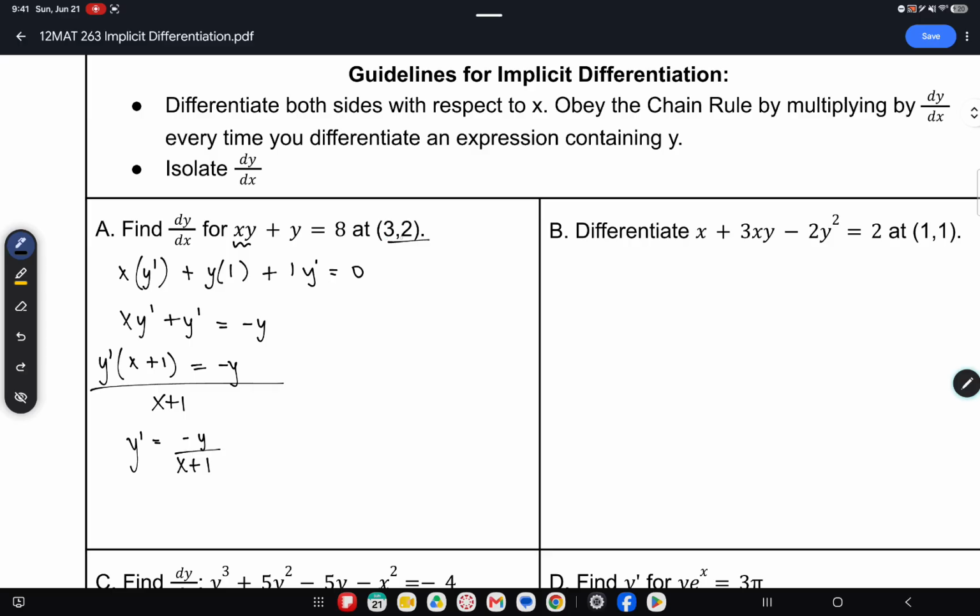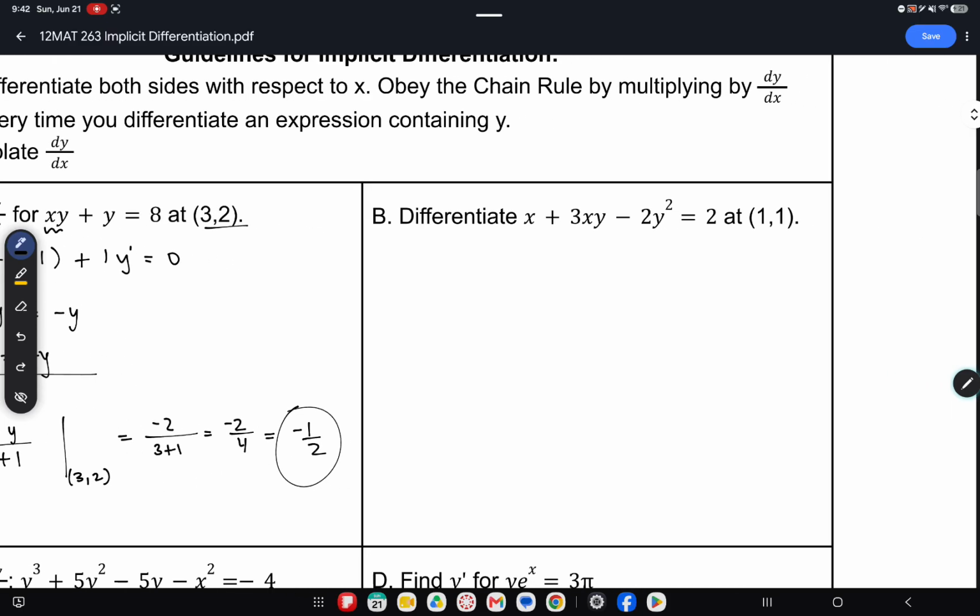And then I'm going to evaluate it at 3, 2. So what I do is I throw a vertical line here and then write the point 3, 2 so that I know, all right, I am plugging in this 3, 2. So negative 2 over 3 plus 1. So it'll give me negative 2 over 4, which is negative 1/2. Right. Let's do another one.